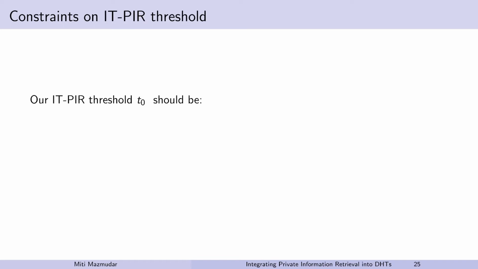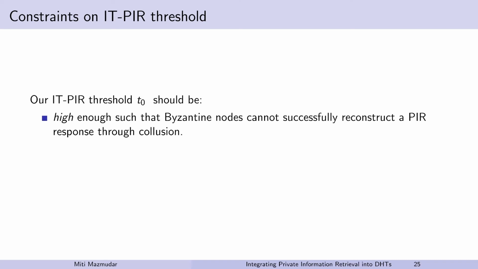So Byzantine-robust IT-PIR schemes prevent these attacks, though we do need to parameterize the threshold for these IT-PIR schemes to work correctly. We have two constraints. We need to ensure that the IT-PIR threshold is high enough that these bad nodes cannot successfully reconstruct a PIR response by colluding amongst each other.